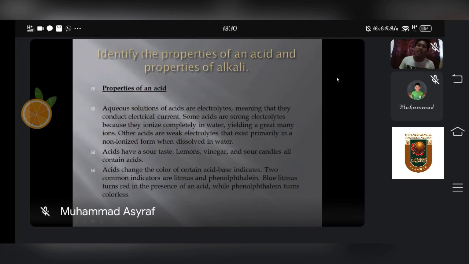Acids have a sour taste. For example, lemon, vinegar, and sour candies all contain acid. Acids change the color of indicators. Two common indicators are litmus and phenolphthalein. Blue litmus turns red in the presence of acid, while phenolphthalein turns colorless.